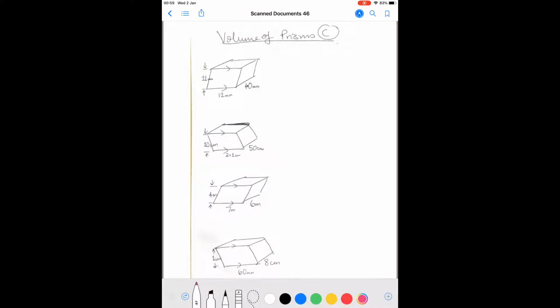Okay folks, welcome back to our exercises on volume of prisms, exercise C. So here we have our parallelogram. That's our cross section. So I'm just going to show you what my cross section is. And then we turn that into a prism.